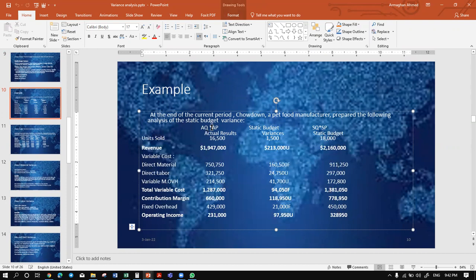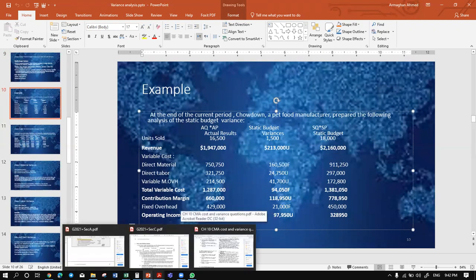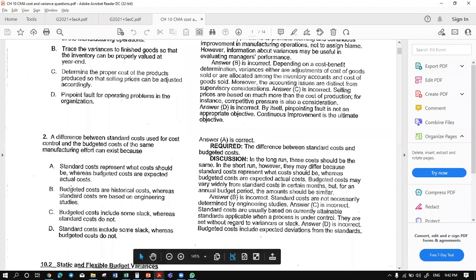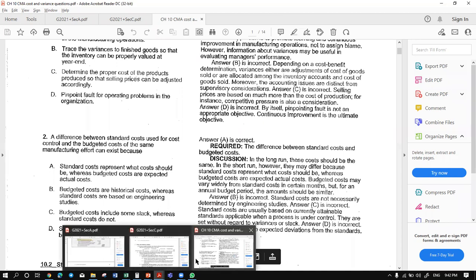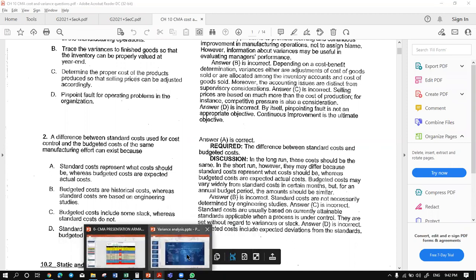So standard cost means what we planned, right? And if you see the budgeted cost, it will be what is expected according to actual. So understand the difference. Standard cost is what cost should be, whereas budgeted costs are expected actual costs. Sometimes people get confused between standard cost and budgeted cost. So what do you understand, Farid, in this? What is standard cost and what is budgeted cost?